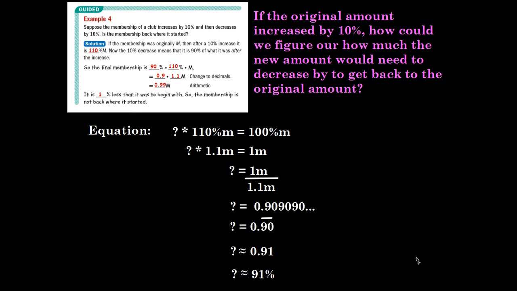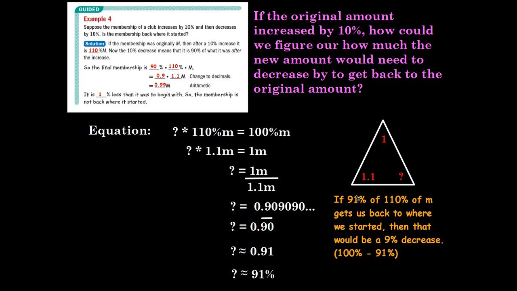is 91%. So if the original amount was increased by 10%, giving us 110%, I would need to multiply that by 91% to get back to my original amount. So, and if 91% of 110% of M gets us back to where we started, then that's a 9% decrease. Because this 91% here, I would take it away from 100%, that difference being 9%. So if I increase by 10%, I need to decrease by about 9% to get back to where I started.